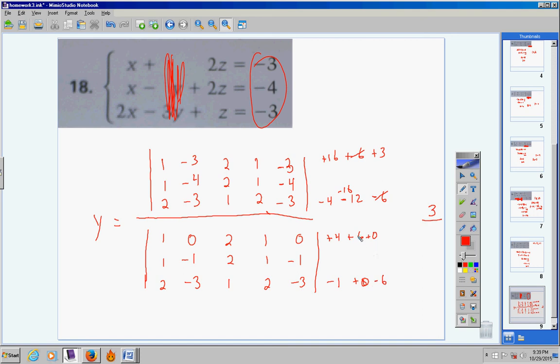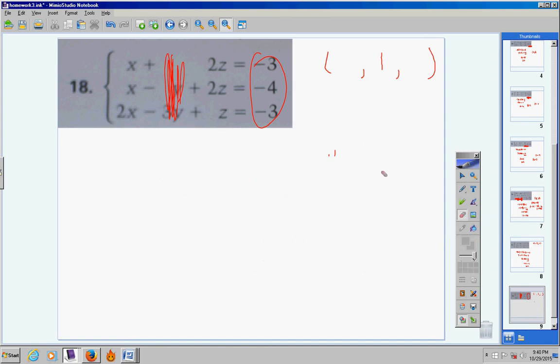So these cancel. Positive 6, negative 6 cancel. Your zeros cancel. Positive 4, negative 1. That's positive 3. 3 over 3 is 1. And that is the correct answer, by the way, for your y value. It is 1. So there we go. Don't forget your denominator, excuse me. Your denominator is going to be 3 because that doesn't change. Your matrix does not change, okay?